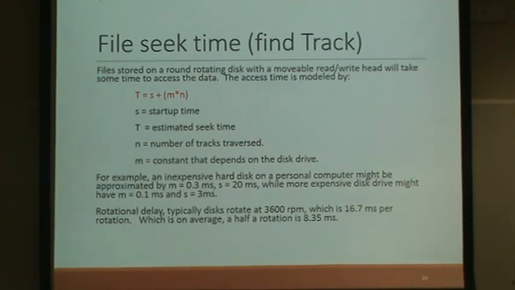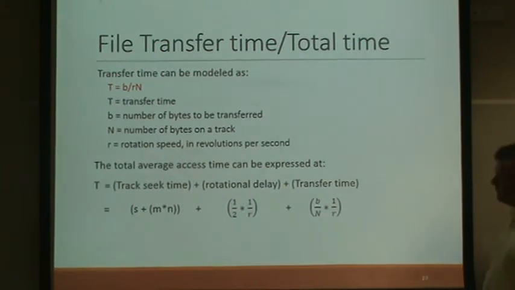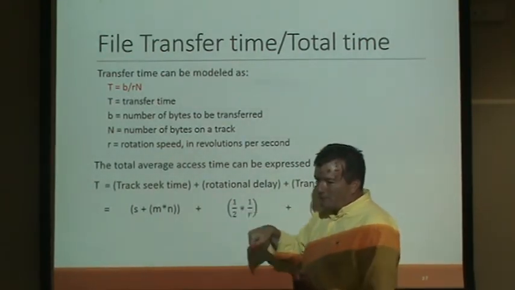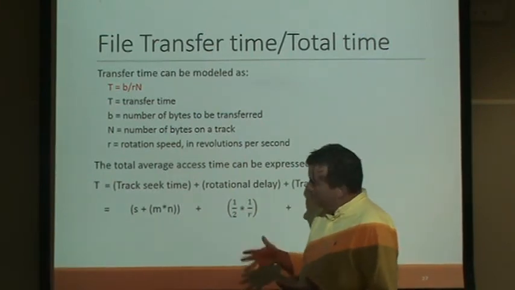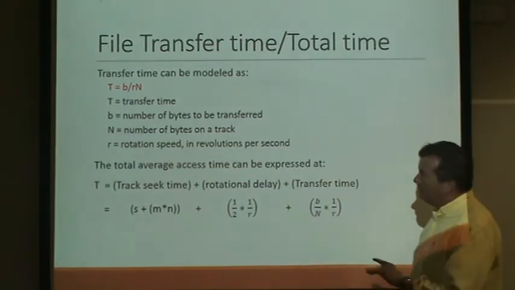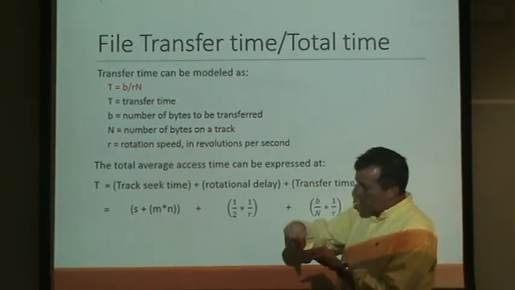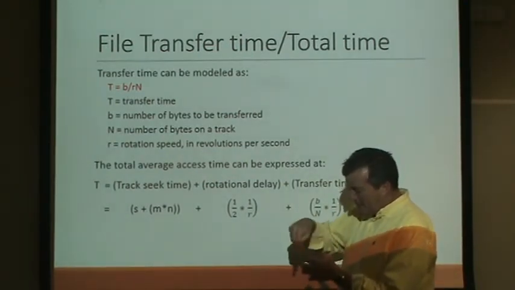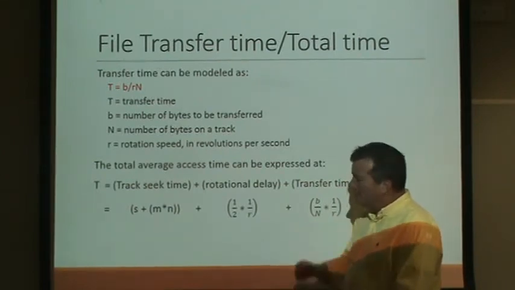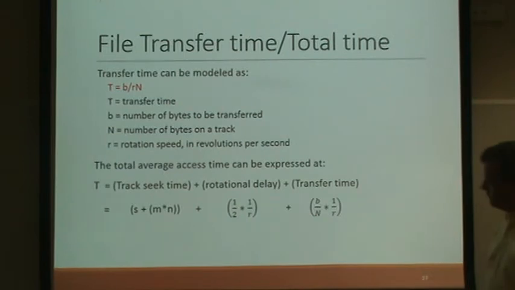Then we have to spin the disk around to the sector you want, so that's a rotational delay. On average, it'll be half of a spin. And then, if the file was contiguous, we can now start reading the data. The disk spins at the same rate while we're reading it and also while trying to get to the beginning of the file. It's running at the same rate.